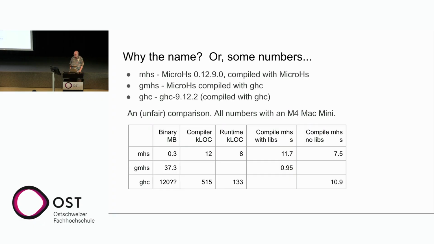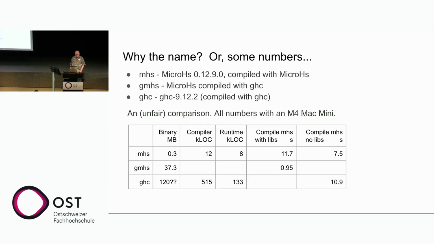So these numbers are slightly old, but they're mostly right. I compare three compilers. MHS, that is MicroHs compiled with itself. GMHS is MicroHs compiled with GHC, and GHC is, of course, GHC. So the binary size is 0.3 megabytes for MHS, 37 when GHC compiles it. And I can't even figure out how big GHC is. Maybe it's 120 megs, because it loads all these modules as it starts up, so it's big.